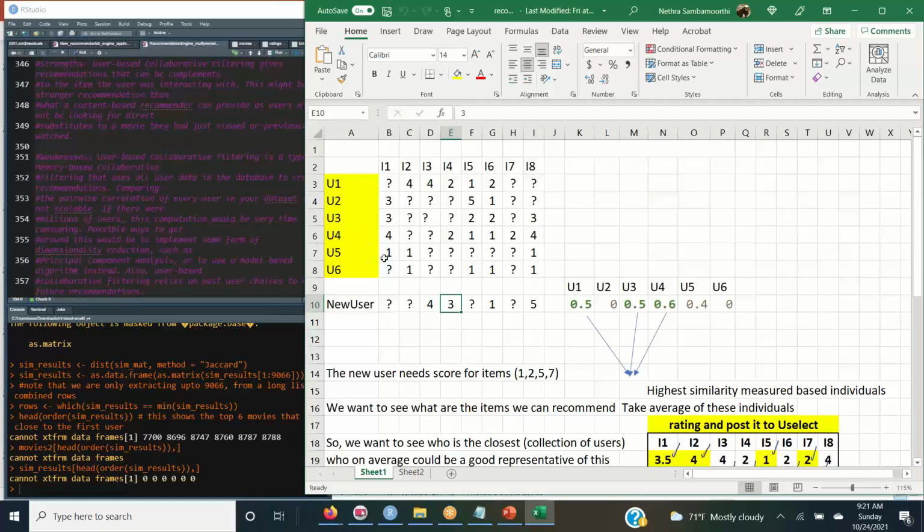So what is the next product to recommend for this guy? I have four possibilities: I1, I2, I5, and I7. That's the question we are answering. So what we do is find out who is similar in terms of liking behavior to this user within the already existing data.